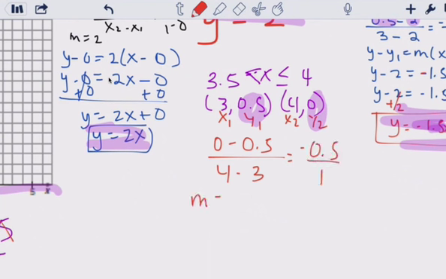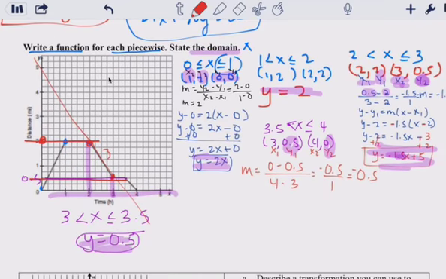So my slope is negative. My slope is negative 0.5. Let's check. Yep, it's coming down.